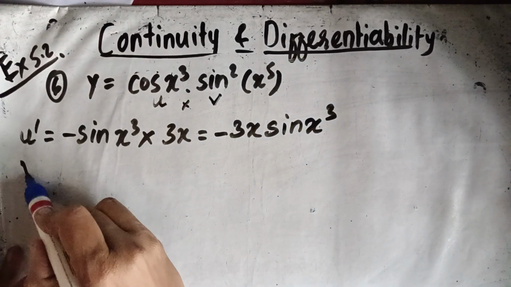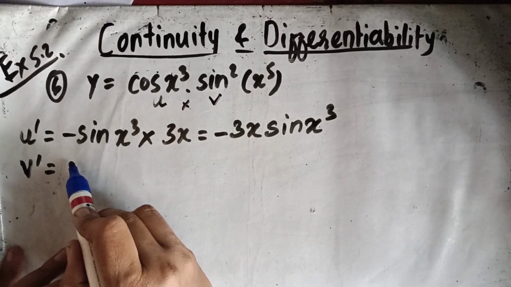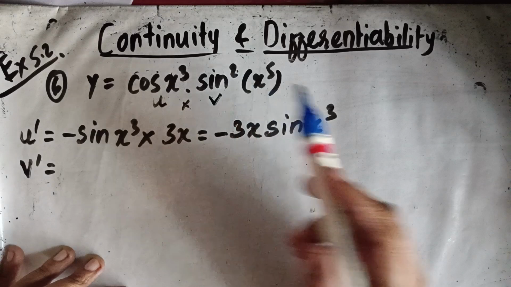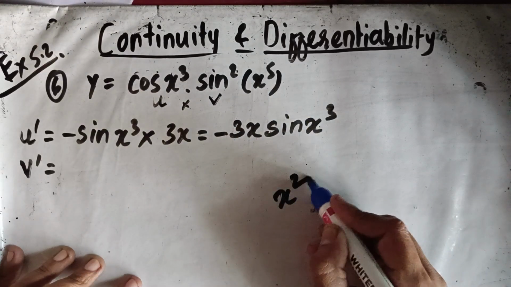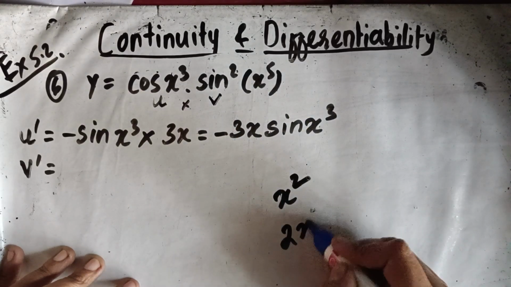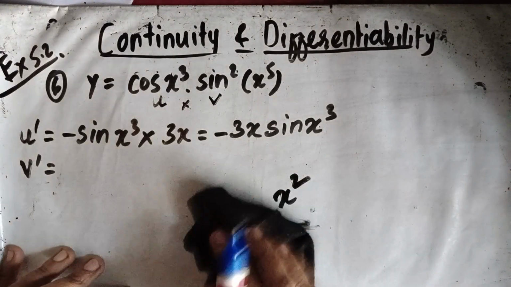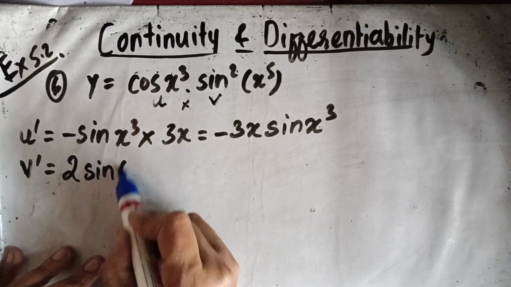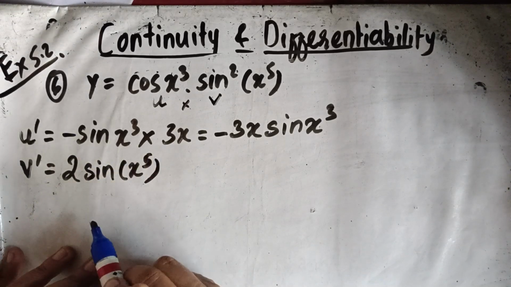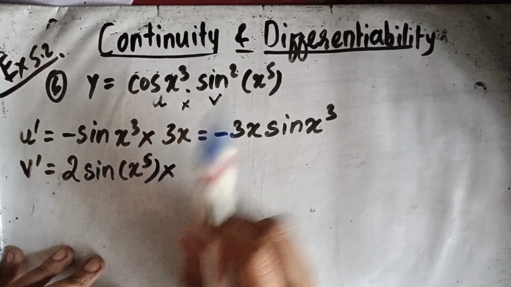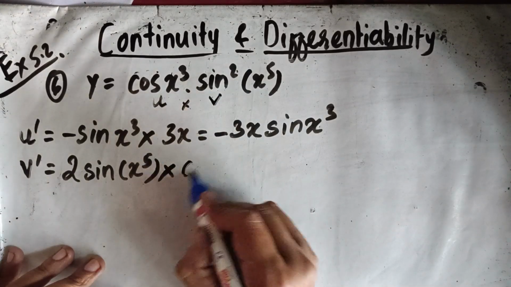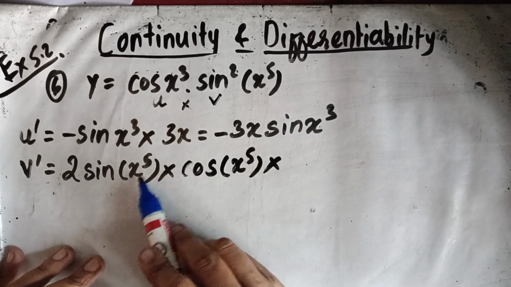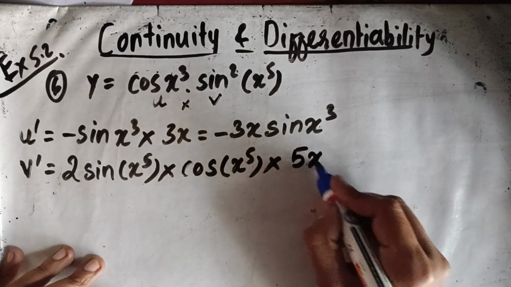What about v dash? V is sine square of x raised to 5. Whenever we have x square, we write the derivative as 2x, so the same way you have to write. First write 2 sine of x raised to 5 into the derivative of sine, which is cos of x raised to 5, into the derivative of x raised to 5, which is 5x raised to 4.